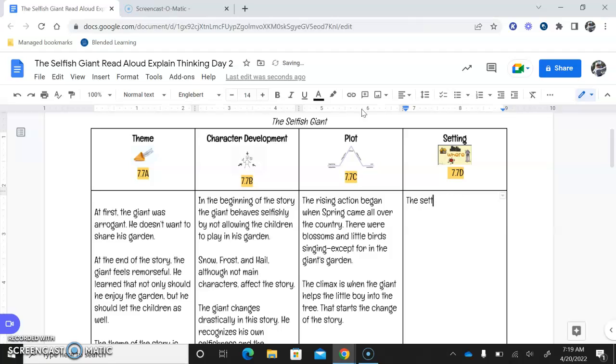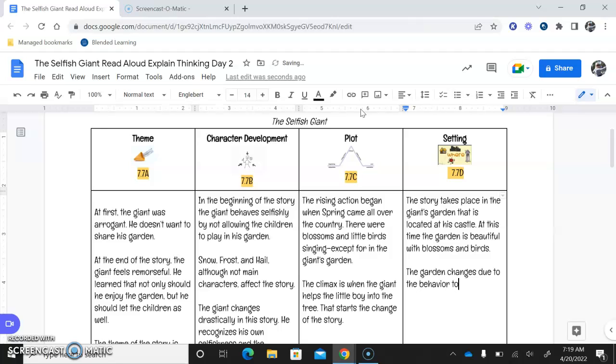So we're going to say the story takes place in the giant's garden that is located at his castle. At this time, the garden is beautiful with blossoms and birds. The garden changes due to the behavior of the giant. Everything is dead due to the weather.